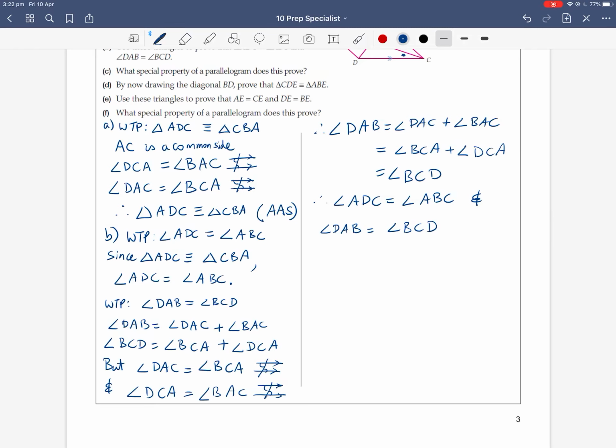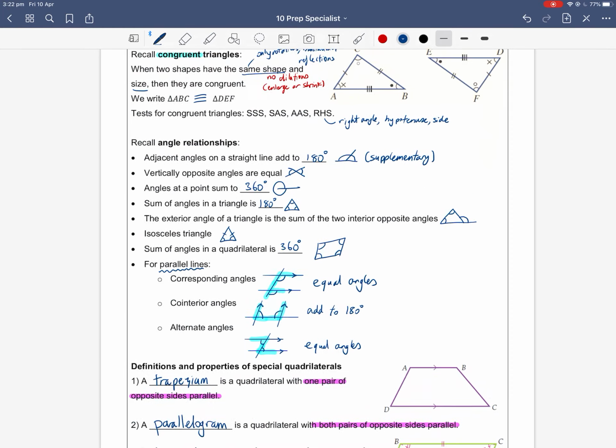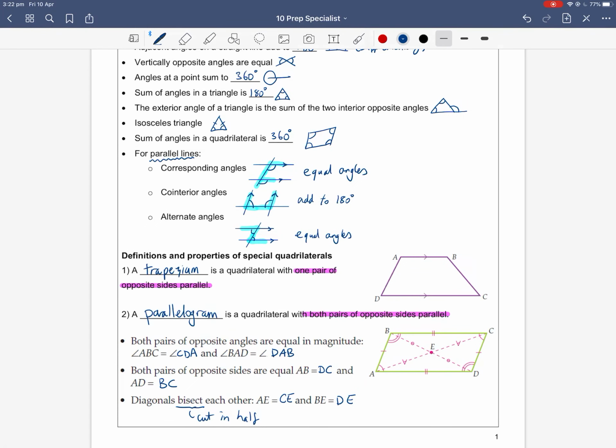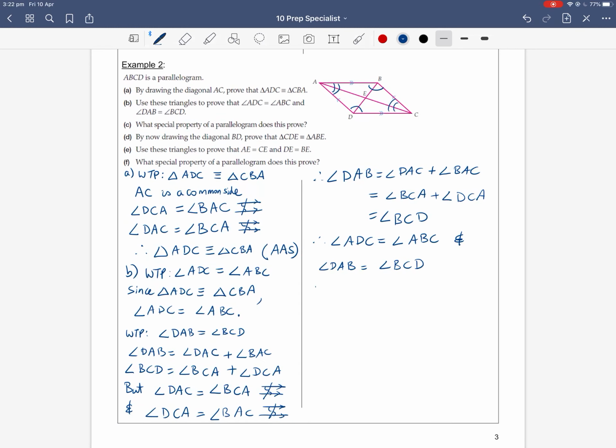So part C is asking, what special property of the parallelogram does this prove? Well, if you look at where angle ADC and ABC are, this one and that one, they're the same, and we showed that DAB, this angle, and that angle are the same. So we have just proved the property that opposite angles of a parallelogram are equal. So back on page 1, that was the first dot point where both pairs of opposite angles are the same in magnitude. So we can write that down.